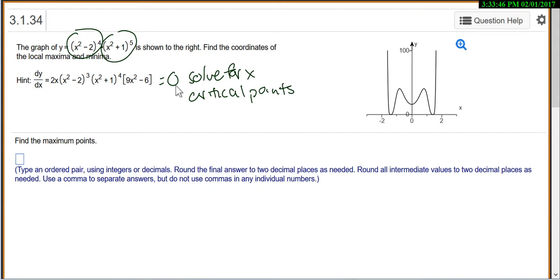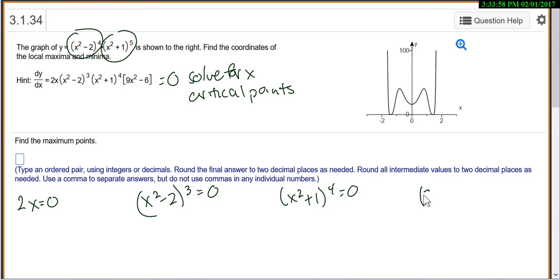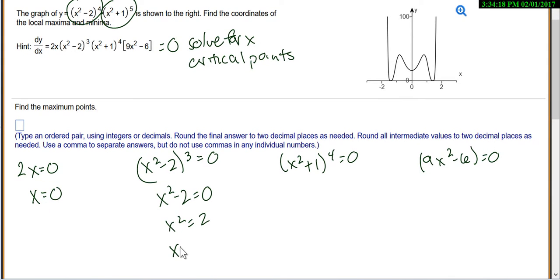So we're going to take each piece and set it equal to 0. So 2x equals 0, x squared minus 2 cubed equals 0, x squared plus 1 to the power of 4 equals 0, and 9x squared minus 6 equals 0. So you put each piece equal to 0 and solve for x. So this will be x equals 0, and then over here that cubed doesn't actually matter. You take the cube root of both sides, but the cube root of 0 is still 0. So you get x squared minus 2 equals 0. x squared equals 2, x equals plus or minus square root of 2.